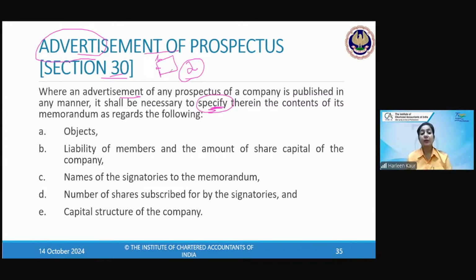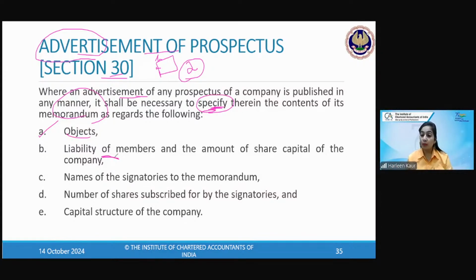All right. So advertisement of the prospectus, where any ad is given for the prospectus, it says that the following things shall be specified in the contents of the memorandum. Number 1, object. What is the object of the company? What is the company actually in? So you're coming up with a prospectus, you're giving its ad. It's very important to tell what is the object. What is the liability of members?